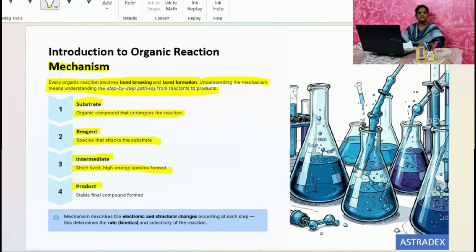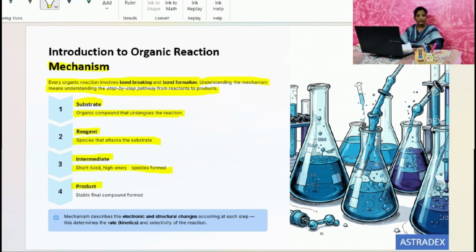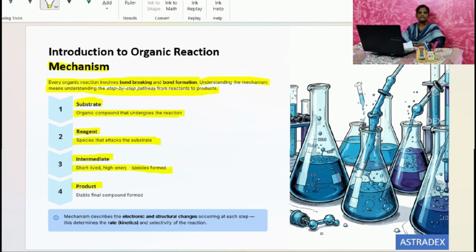That's why, if you see a reaction, the intermediate is not written. It is not shown in an equation. Only the reactant side and the product side are written. But in the mechanism, we will give a detailed explanation about the intermediate. And the product is the stable final compound formed. The initial one we took as a substrate and the final one is the product.